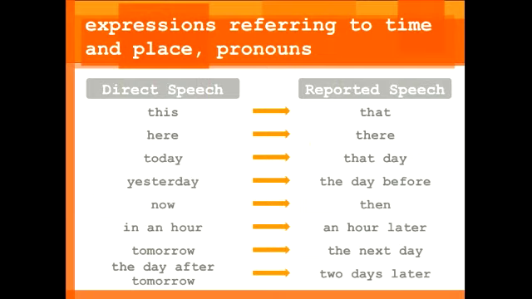Now, here's the overview of the most common expressions referring to time and place with the pronouns. There is no complete overview because that always depends on the situation when you use the reported speech. So in the direct speech, this typically becomes that in the reported speech. Here becomes there, today becomes that day, yesterday becomes the day before, now becomes then. In an hour would be an hour later. Tomorrow typically is the next day, and the day after tomorrow, if ever you want that in the reported speech, you would use 2 days later.